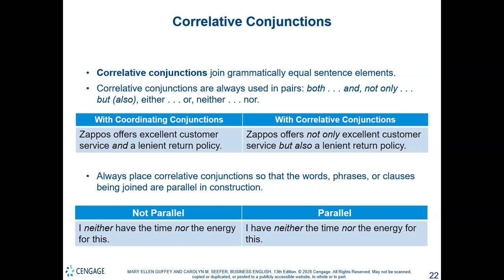Always place correlative conjunctions so that the words, phrases, or clauses being joined are parallel in construction. Not parallel: I neither have the time nor the energy for this. Parallel: I have neither the time nor the energy for this.